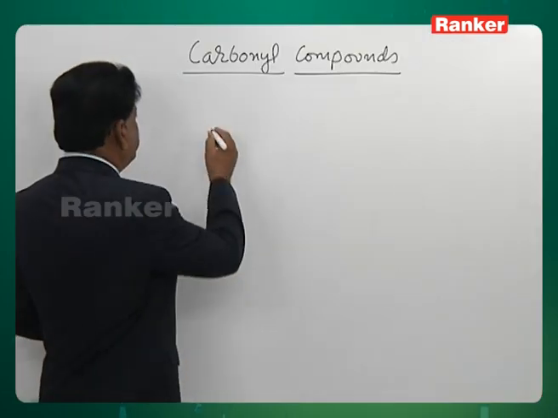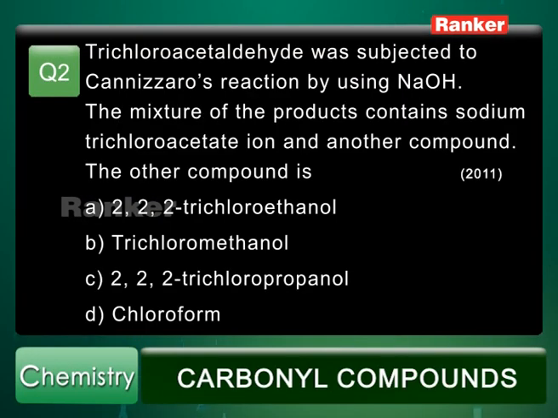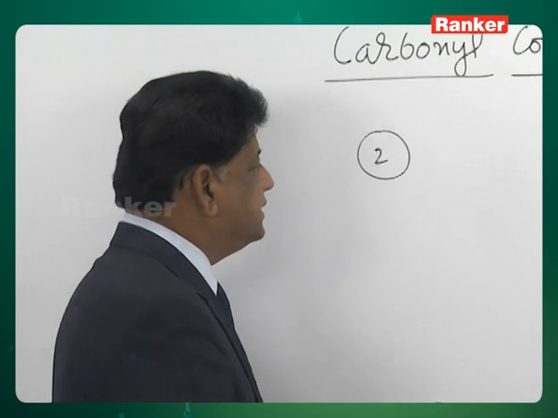Question number 2. Trichloroacetaldehyde was subjected to Cannizzaro reaction by using NaOH. The mixture of the products contains sodium trichloroacetate ion and another compound. The other compound is what he was asking. The options given are: 2,2,2-trichloroethanol, option A. Option B is trichloromethanol. Option C is 2,2,2-trichloropropionol. Option D is chloroform.